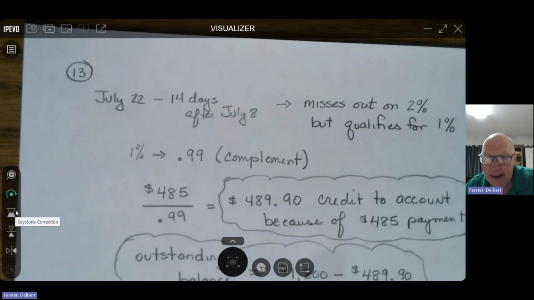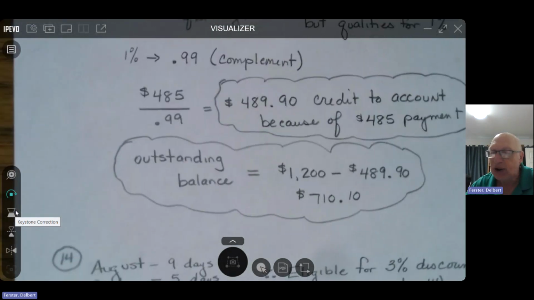And again, you see the complement idea helping us. So 1% kicks out to 0.99 as the complement. In this context, we are trying to figure out how much credit he gets for the payment that he sends. His payment is $485, but it's not really $485 because he's eligible for that 1% discount. So you take the 485 and divide by 0.99. In effect, you find out that the $485 payment is credited to $489.90 of what he owed.